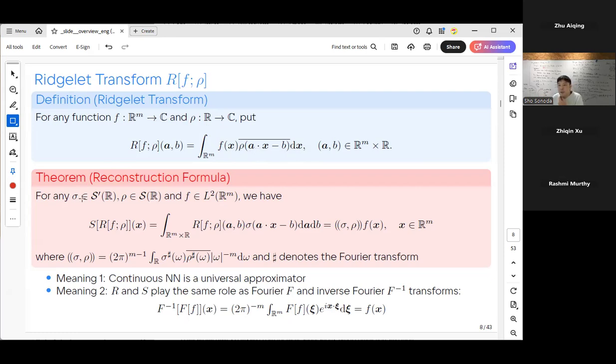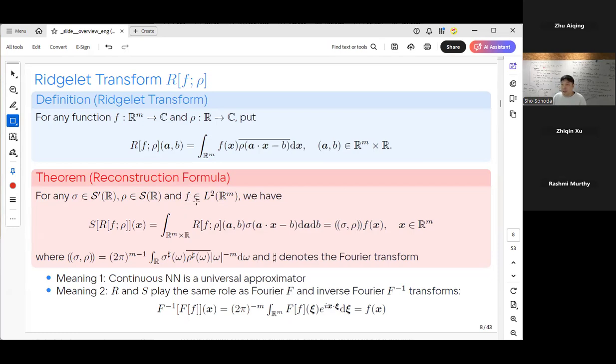And suppose that the activation function sigma is a tempered distribution. Tempered distributions include, for example, hyperbolic tangent, ReLU, or Gaussian. Almost every possible choice of activation function is a tempered distribution. On the other hand, suppose that rho is a Schwartz test function, sometimes called a rapidly decreasing smooth function, like a Gaussian.